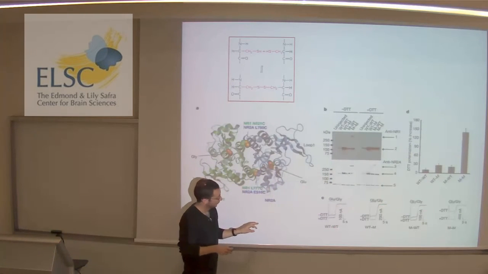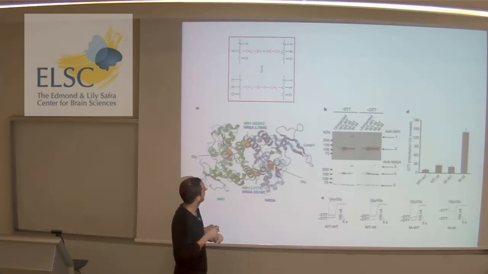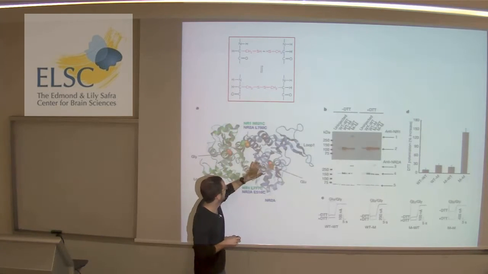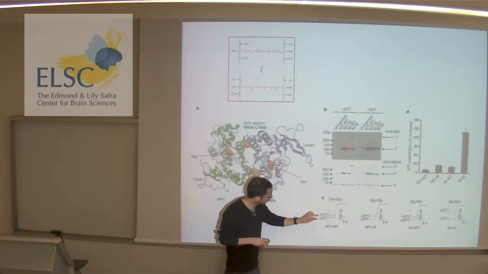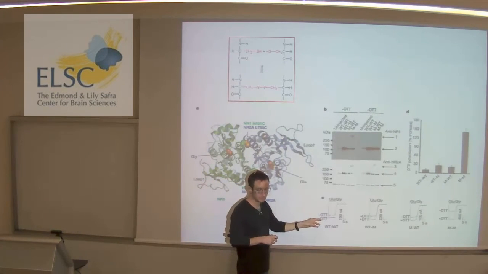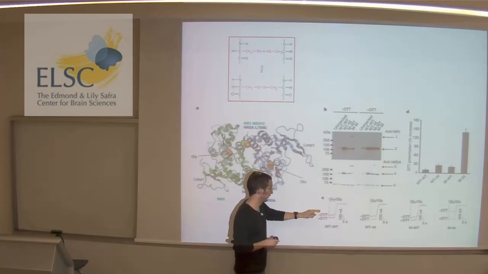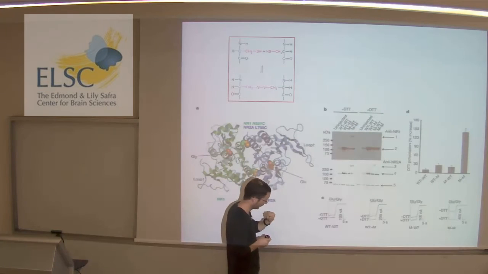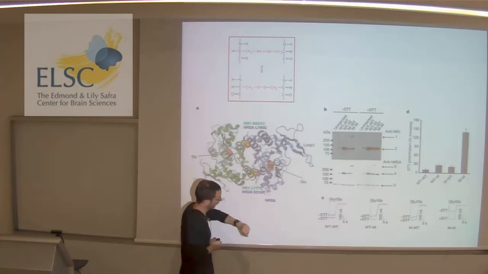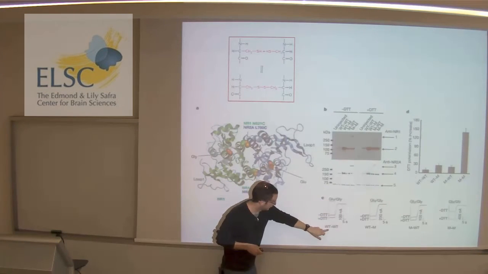And functionally, they also did electrophysiology of the wild type, the mutant of one domain, the mutant of the second domain, and the double mutant. Each time they record current influx in a reducing environment and an oxidizing environment. So this is wild type.